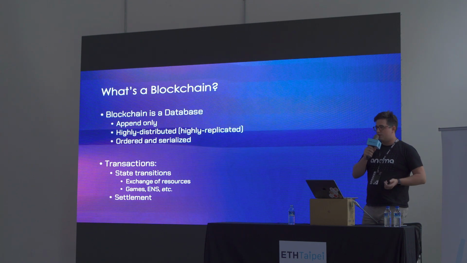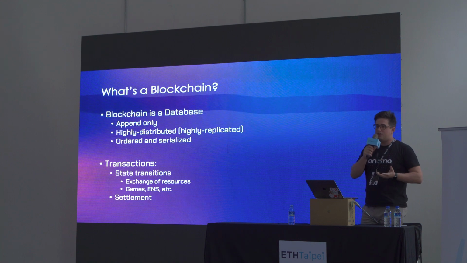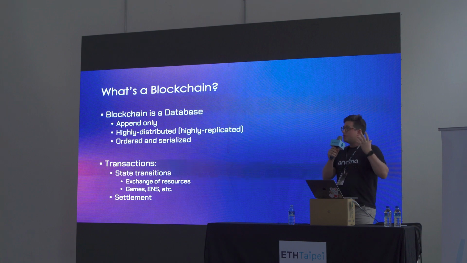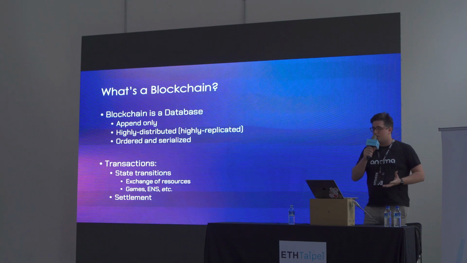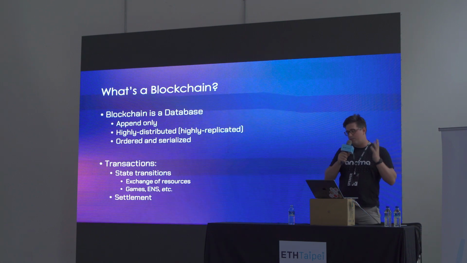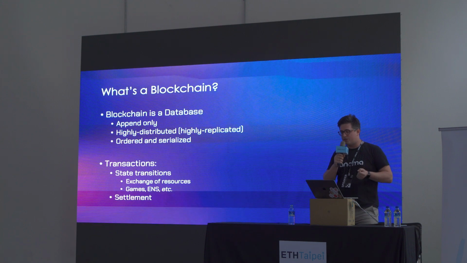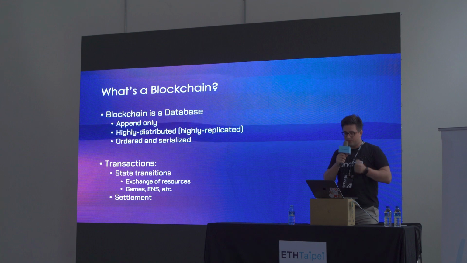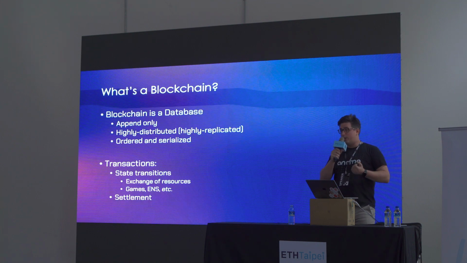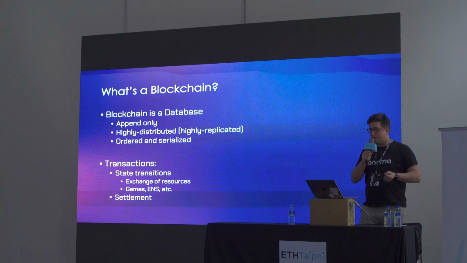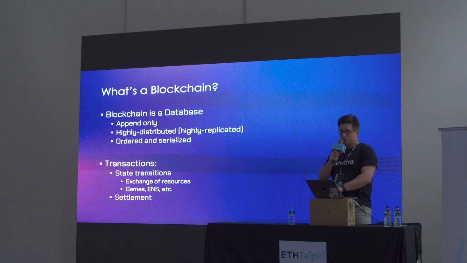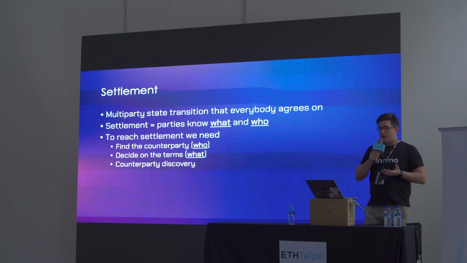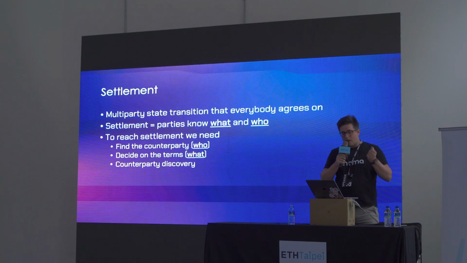It could be games, it could be ENS, basically any application that stores state on the chain, stores their data on the chain, is part of this global state. An important characteristic of state transitions that we store on the blockchain is that they often affect multiple parties. And when we have multiple parties, we have settlement. What's settlement? It's a multi-party state transition that everybody agrees on.